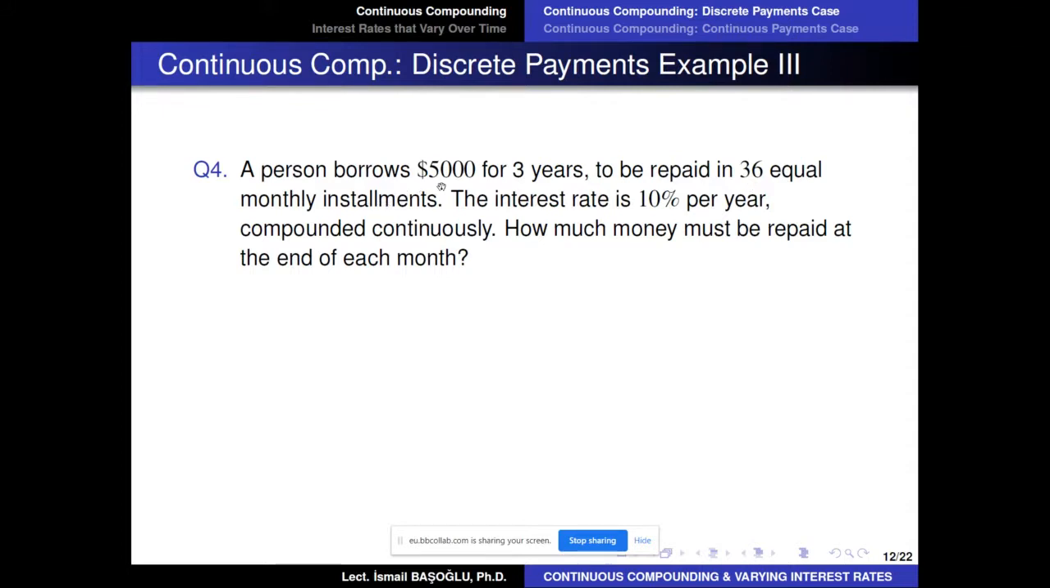So the person borrows $5,000 for 3 years to be repaid in 36 equal monthly installments. What does this mean? This principal amount is borrowed right now from the bank, and it is going to be repaid in 36 months. So the payment periods are different than years. The question asks how much money must be repaid at the end of each month. So what are our monthly installment sizes, if we want to cover our whole debt of $5,000 in 36 months? The question asks for the recovery amount, so we are going to use the capital recovery factor, of course.